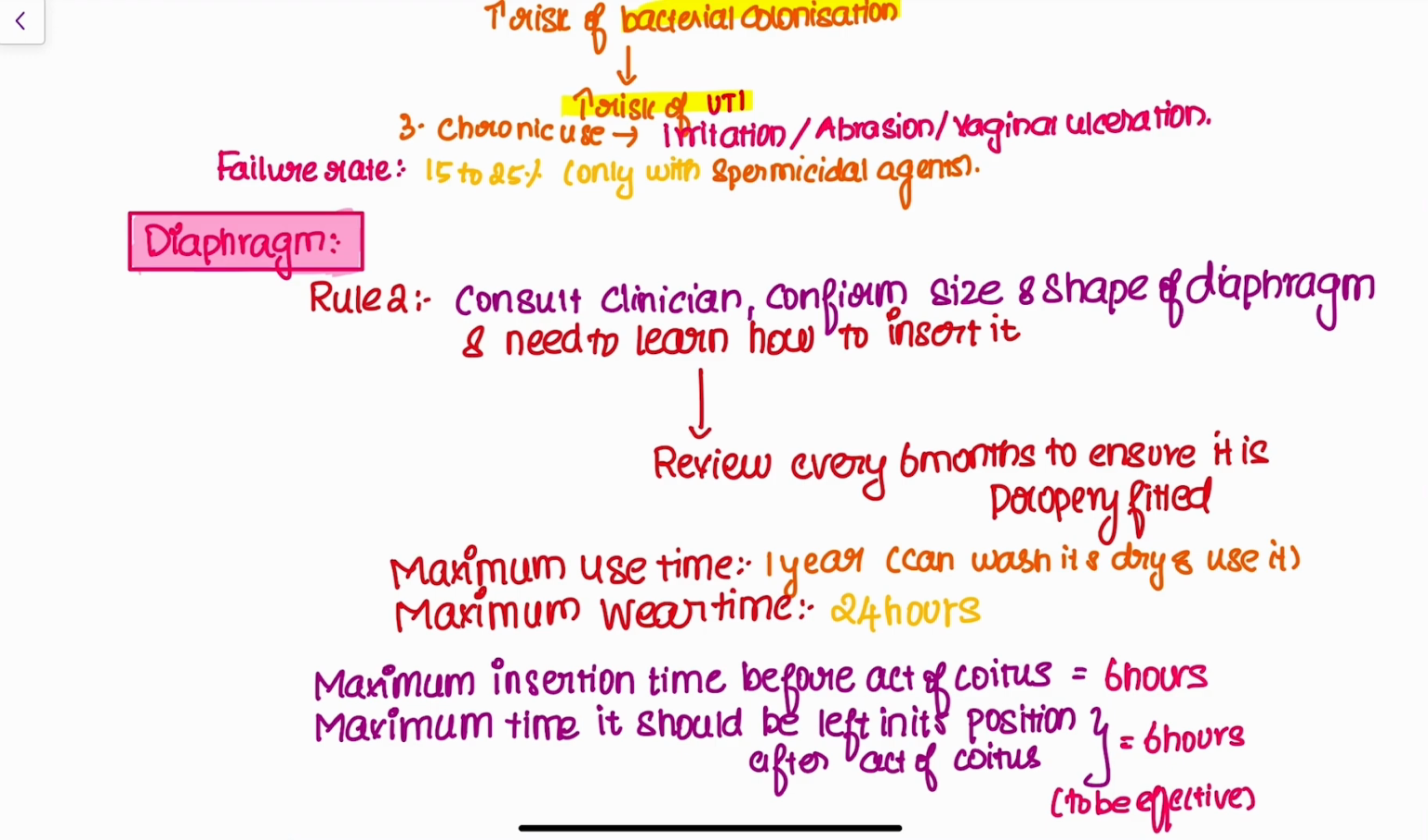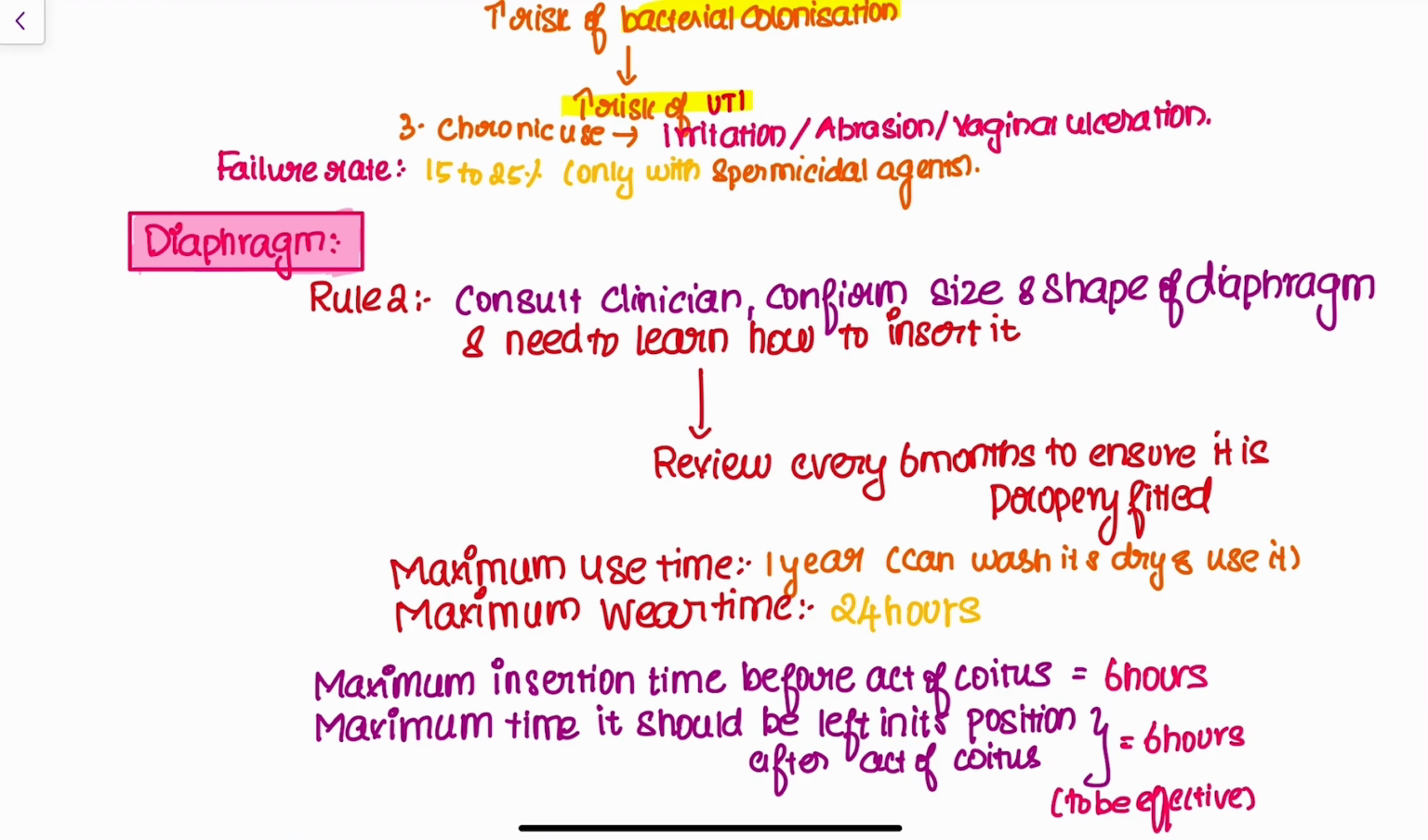The first rule that we discussed about the diaphragm is that the diaphragm needs to be used in conjunction with a spermicidal agent, because the diaphragm is not sperm proof. Okay, now the second point is that the intending couple has to consult a clinician and confirm the size and shape of the diaphragm, and they have to learn how to insert it inside the internal genitalia of the female before having the act of coitus. So all these things have to be learned before inserting the diaphragm, right?